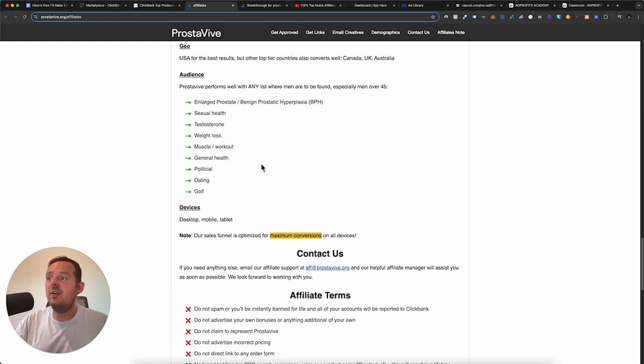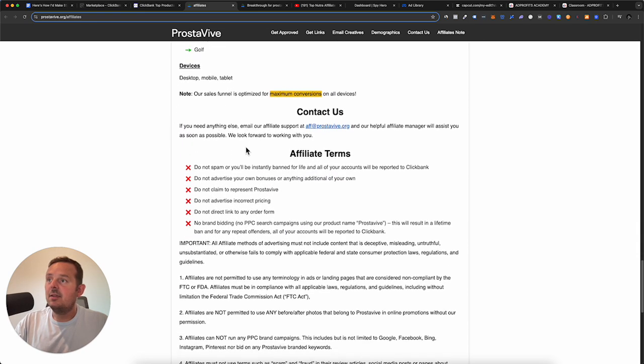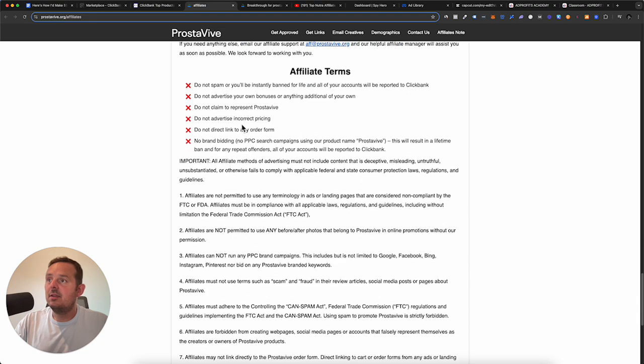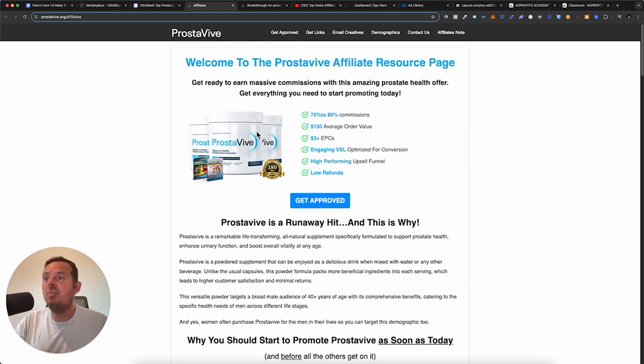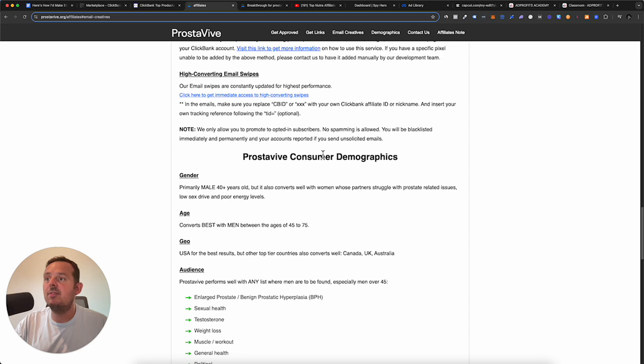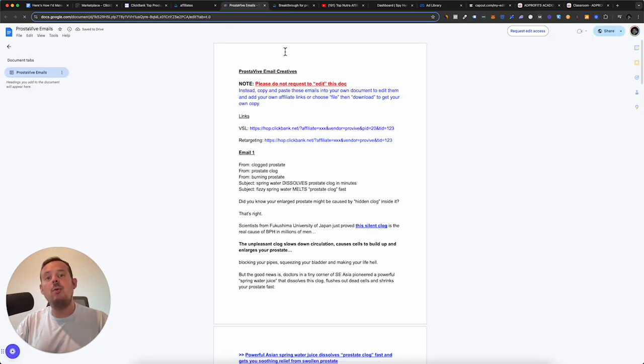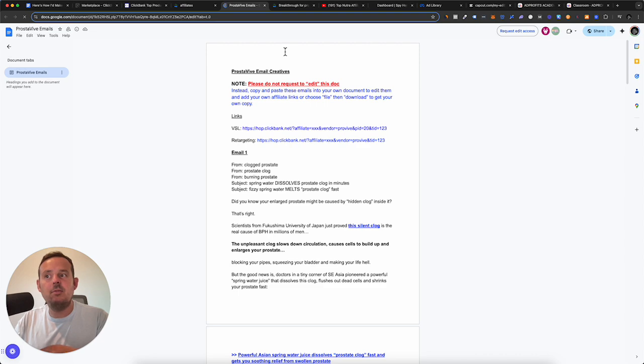Some good ideas for angles and targeting. All right, so Prostavive, we can see, where did we see the email creative? What I'd be looking for also is the email swipes, which we've got here, right? So I can open them up, because we'll utilize these when it comes to writing our own ads.